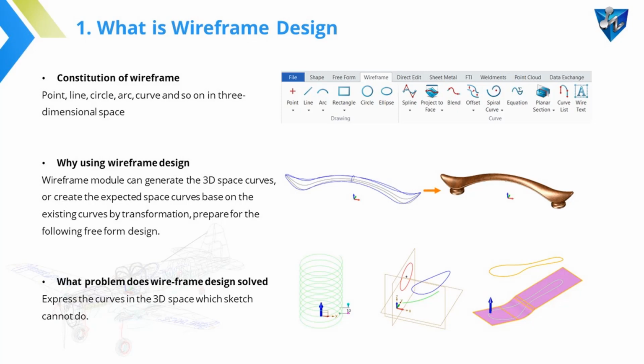The wireframe function is widely used in freeform design because before we create the surface, we should draw the 3D space curves in advance as the framework, or base on the existing curves to create the expected space curves by transformation. And by using wireframe design, we can express the curves in the 3D space which sketch cannot do.